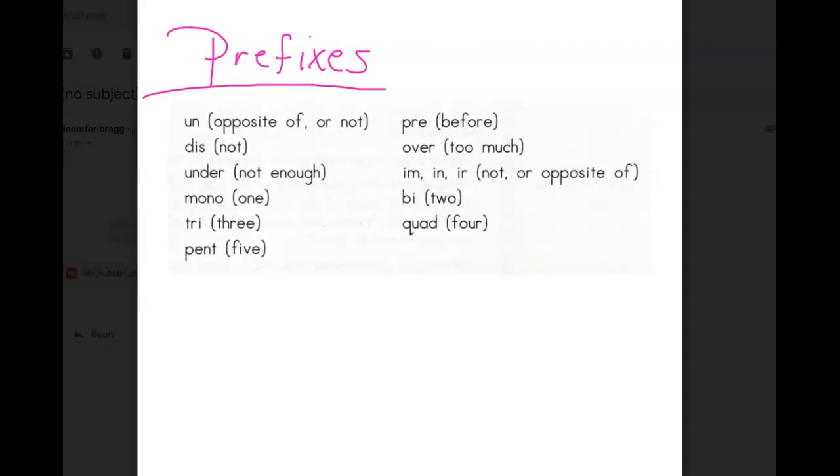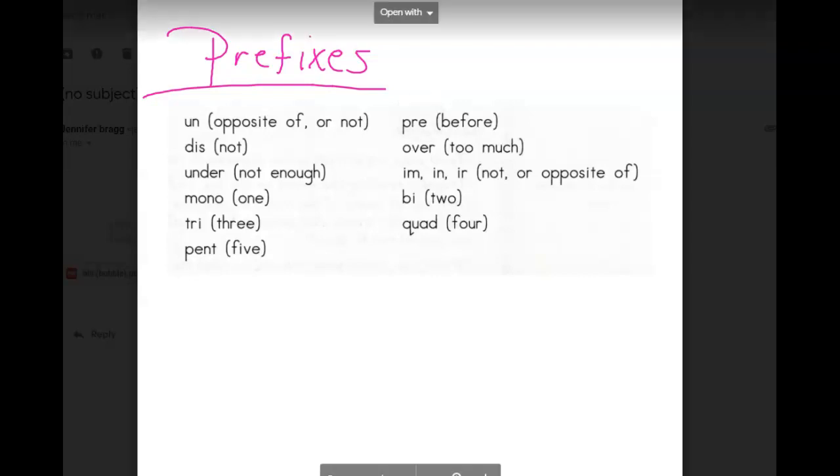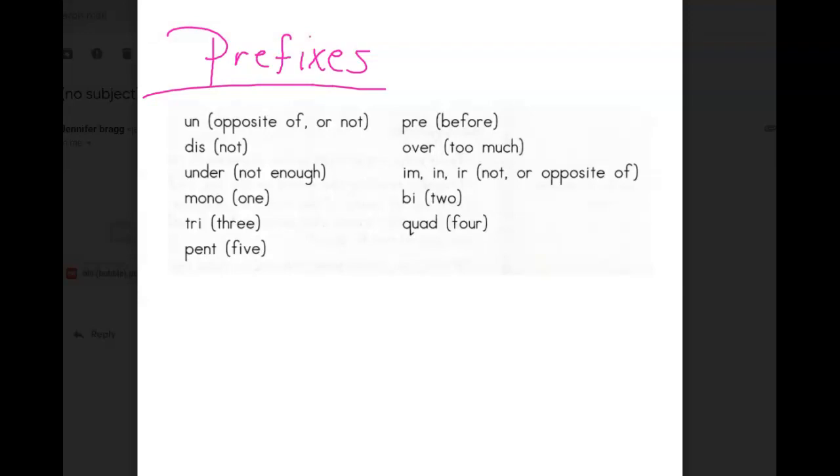Mono means one. Tri means three. Pent means five. Pre means before. Over means too much. I-M, I-N, or I-R all mean not or opposite of. Bi means two, and quad means four.